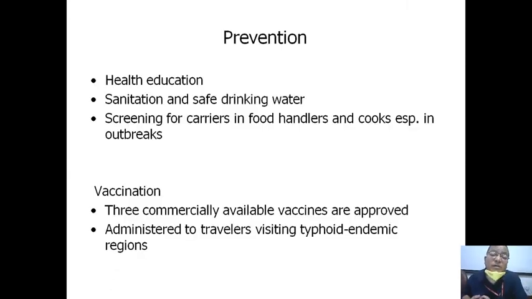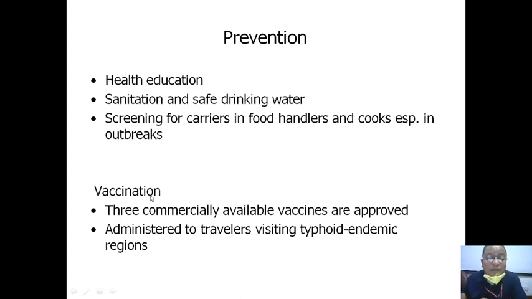So in this condition, what is the best way to prevent salmonella or typhoid fever? As we discussed in the middle of the beginning of the talk, it is water transmitted or fecal-oral route. So safe drinking water, good sanitation and hygiene, health education, and screening of food handlers are conditions which help you prevent Salmonella typhi infection.